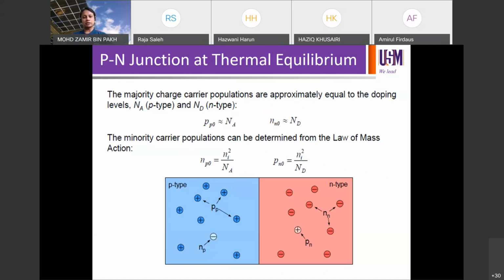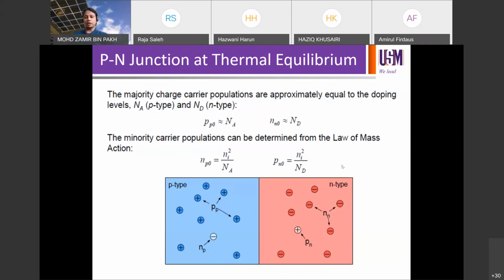As a result, now let's look at minority carriers from the law of mass action. Look at the p-type first. Np naught is the minority carrier density in the p-type material, in the blue region. That's the density of electrons, because the electron is the minority carrier in p-type material at thermal equilibrium. That's given by the law of mass action, Ni squared over Na, or Ni squared over Pp naught, since Pp naught is Na, right? The same thing goes for the right region, the n-type.